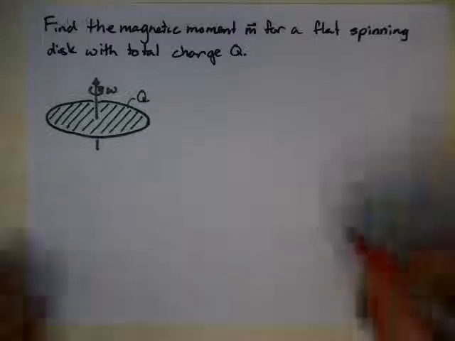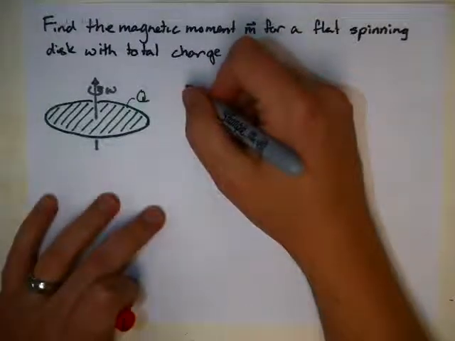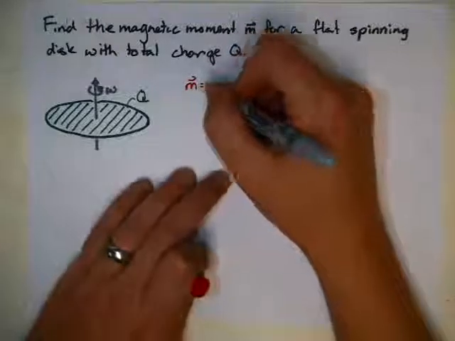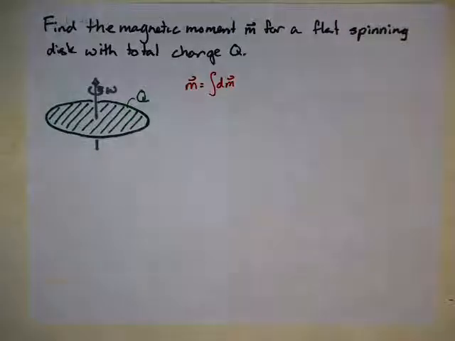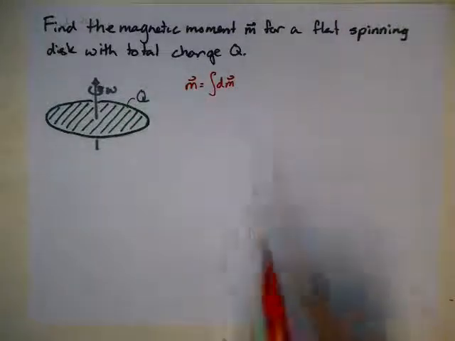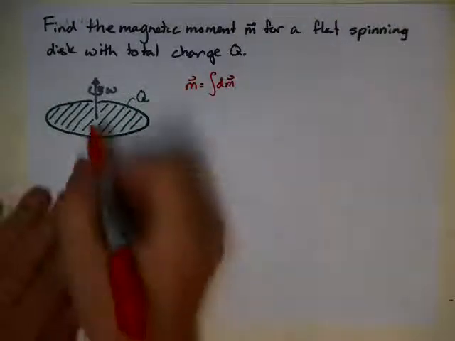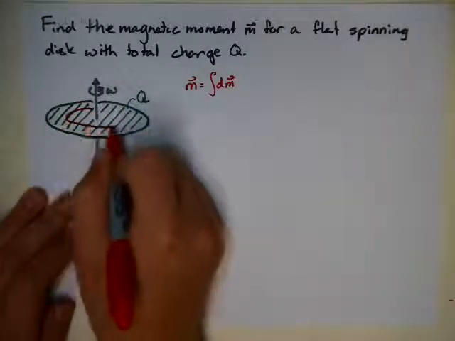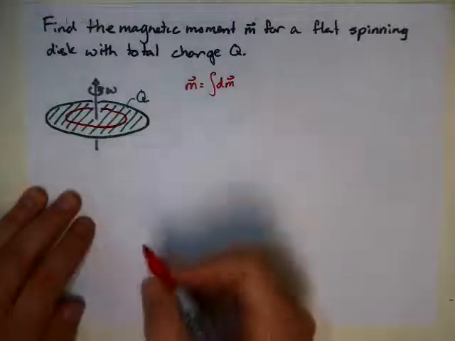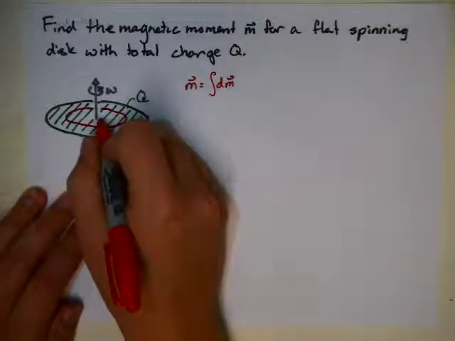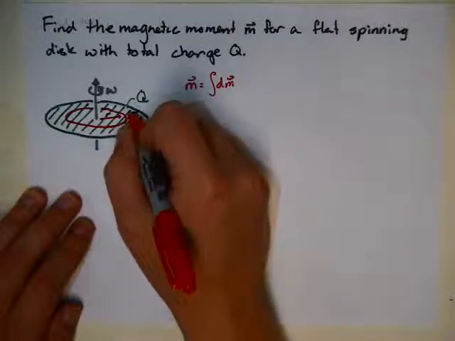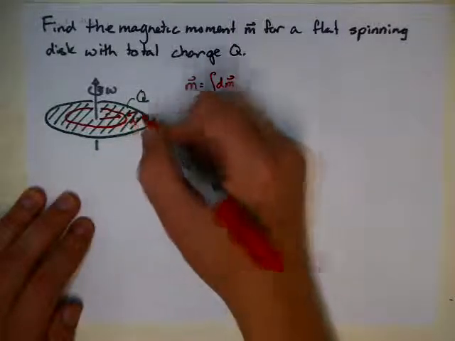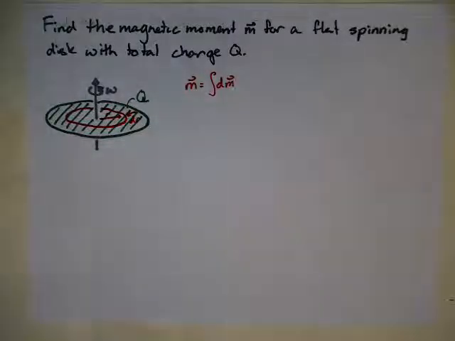In order to find that out, we're going to use a fairly simple idea. We're going to add up the magnetic moments for each little part, so mathematically the total magnetic moment is equal to the sum over a bunch of little tiny magnetic moments. Those would be the magnetic moments from little rings, where the radius of these rings is r and the size of the rings is dr. We want to know what the magnetic moment for each one of these little rings is.